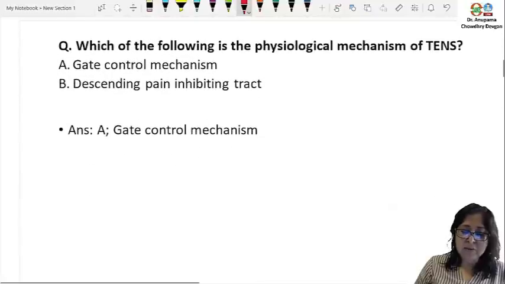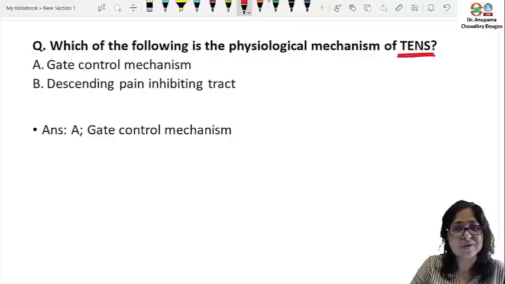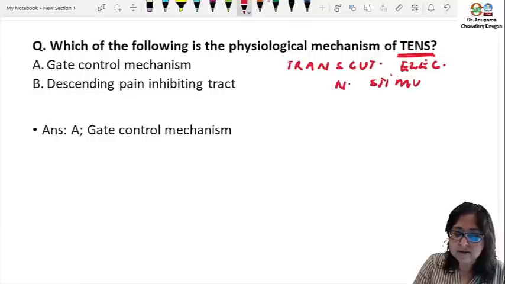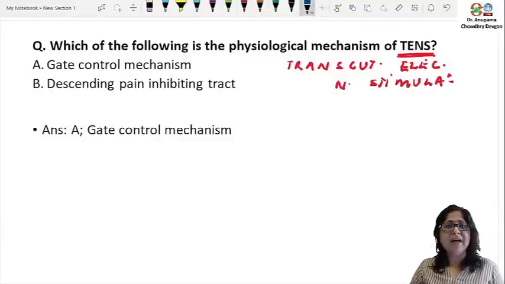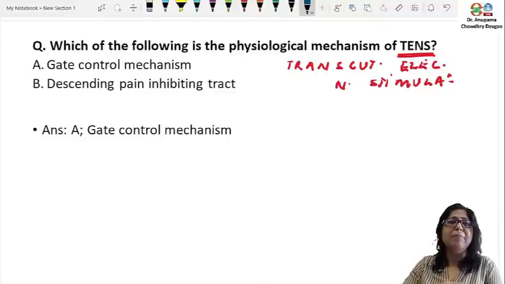Now, this is: which of the following is the physiological mechanism of TENS? Again, this is a direct question from your class notes. The full form of TENS is transcutaneous electrical nerve stimulation. Now, what is this? A very common kind of experience: whenever you are in pain, you rub that area.